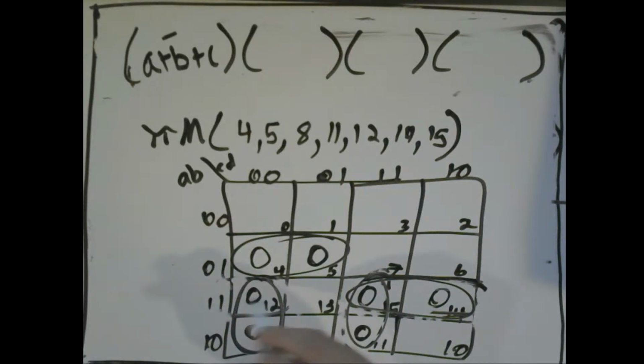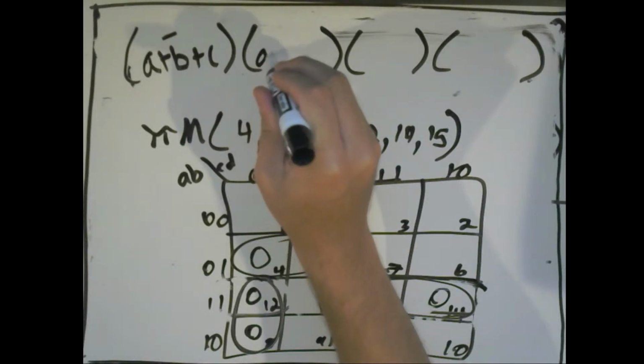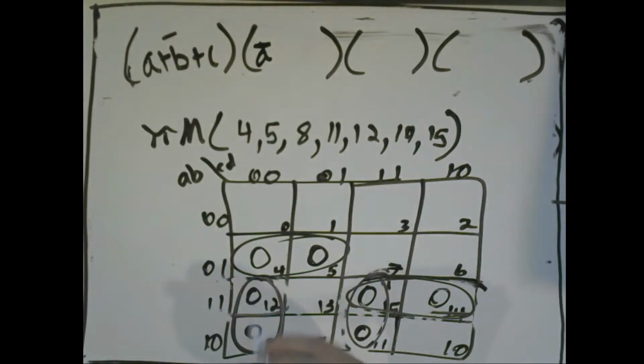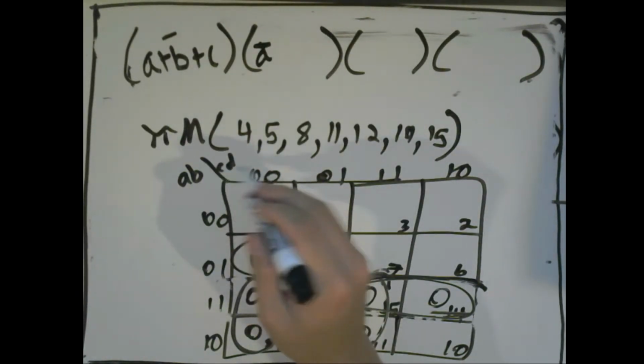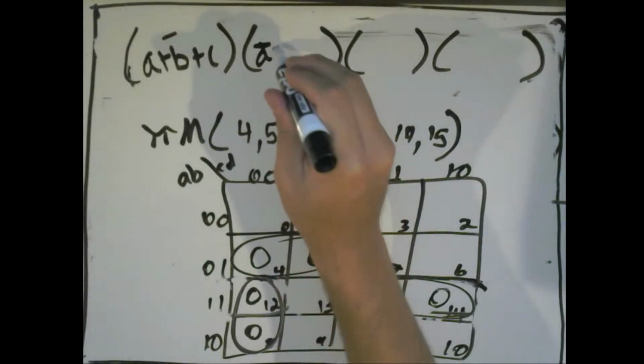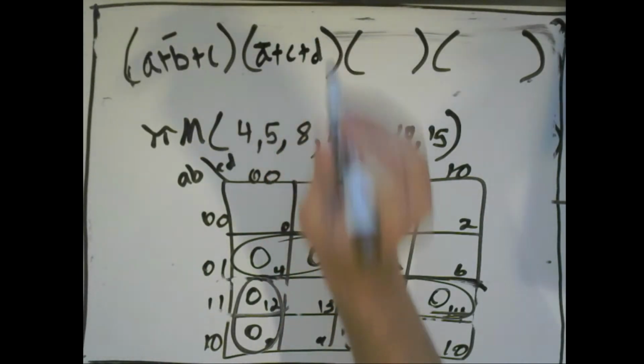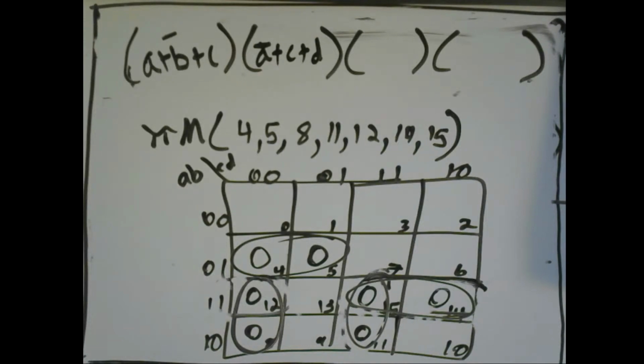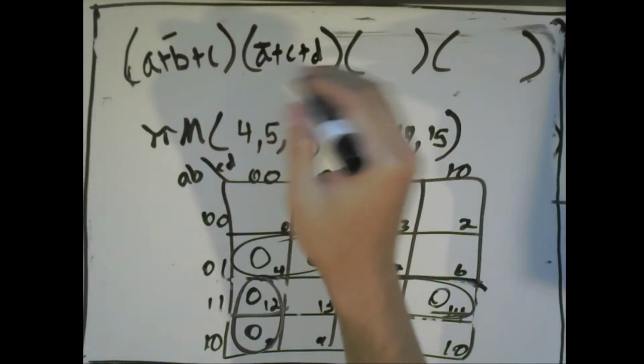All right, so let's do this one. Let's look at this column. A is staying the same, A is 1, so we do the opposite, A not. Right here, we can see C and D are both 0, so plus C plus D, right? And instead of ands, we have ors.